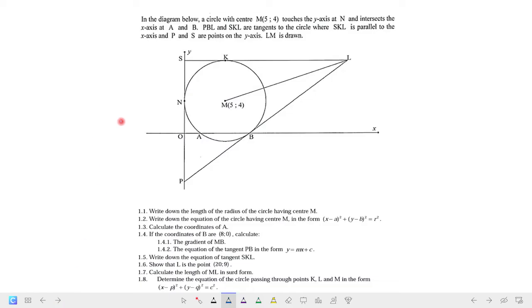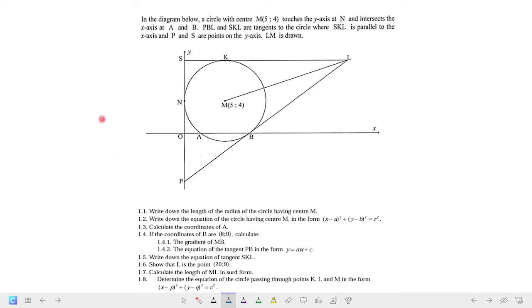Now in this session, we'll be looking into analytical geometry circle. Now the statement goes as follows. In the diagram below, a circle with center M, which is (5; 4), touches the y-axis at N and intersects the x-axis at A and B. PBL and SKL are tangents to the circle, where SKL is parallel to the x-axis and P and S are points on the y-axis. LM is drawn.